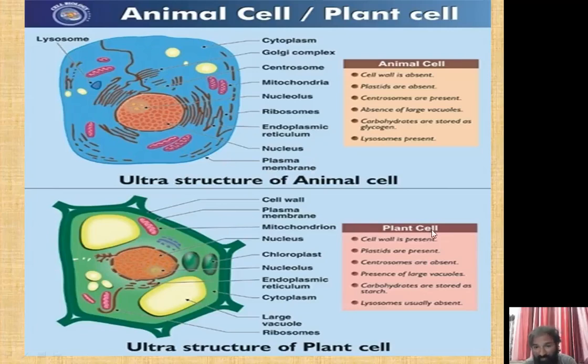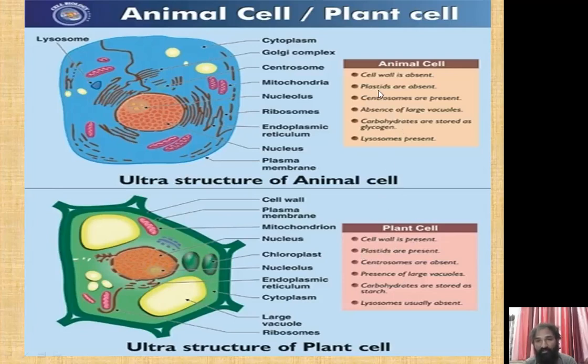But in the plant cell, the cell wall is present. So in the plant cell, the outermost layer is the cell wall. Here the plasma membrane lies beneath the cell wall. That's why the cell wall is the outermost layer of the plant cell, and the cell membrane or plasma membrane is the outermost layer of the animal cell. So the first comparison: the cell wall is absent in animal cell and present in plant cell.